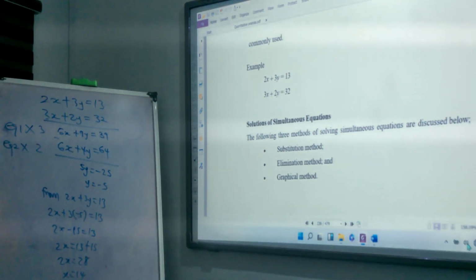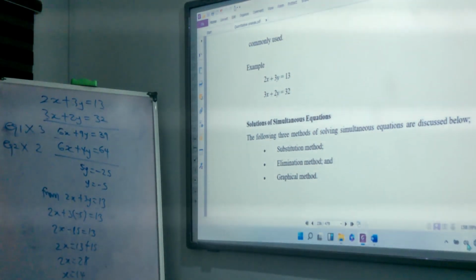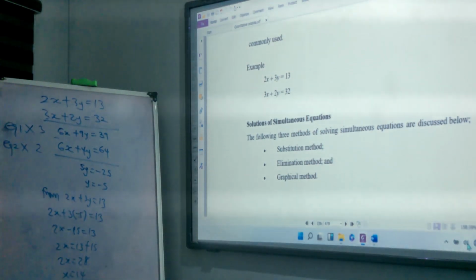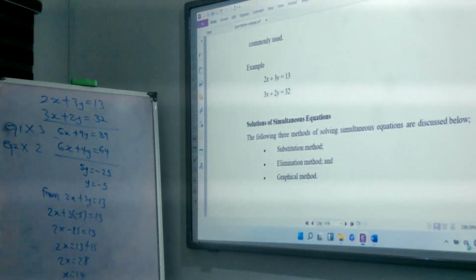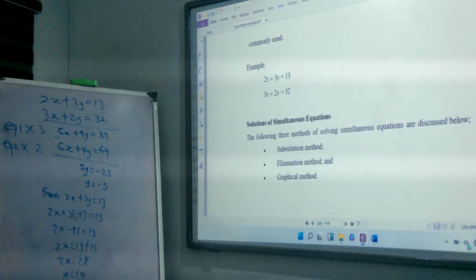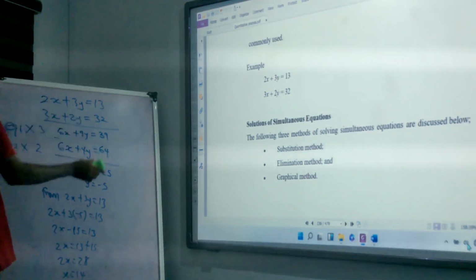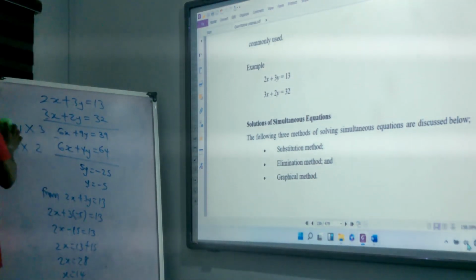Easy and faster. So now the graphical method. If you have to use the graphical method, I taught us how to draw a line earlier. I explained that to draw a line, you need to get the intercept. So this is done already. So let's wrap it up.